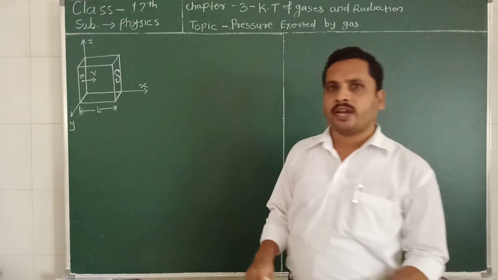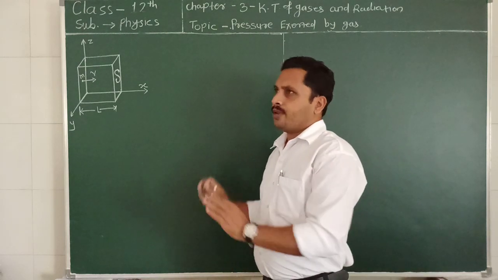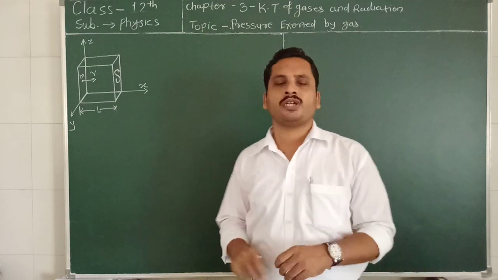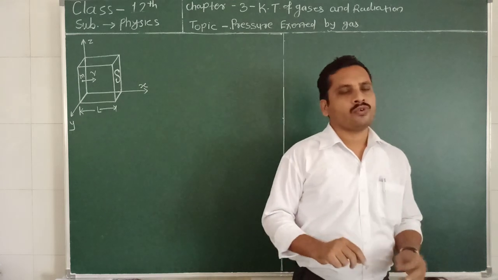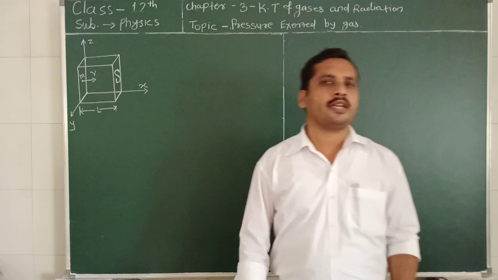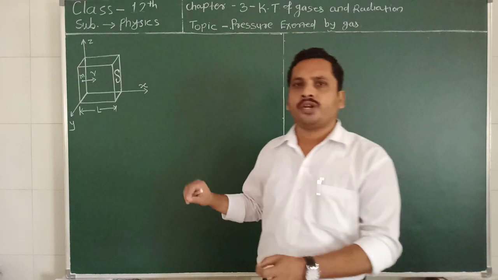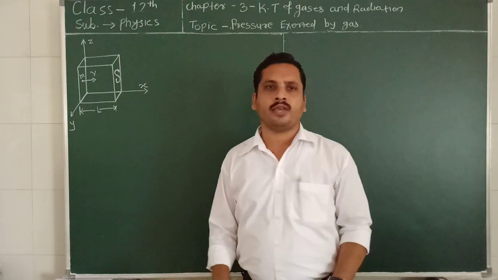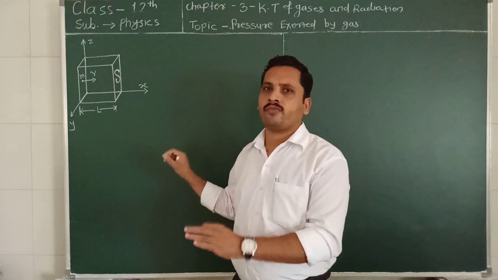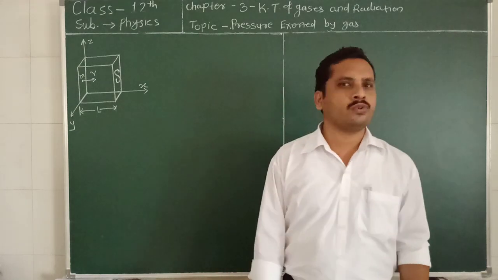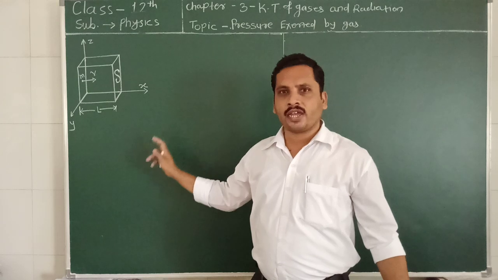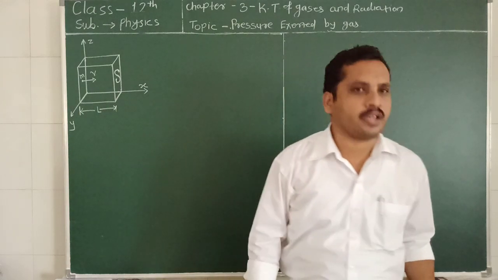Now we know that the mean free path of the gas increases when the pressure decreases. So we adjust the pressure of the gas such that there is no intermolecular force of attraction between them, and the collisions between them are elastic. So if the pressure of the gas is maintained, the real gas can behave as an ideal gas.